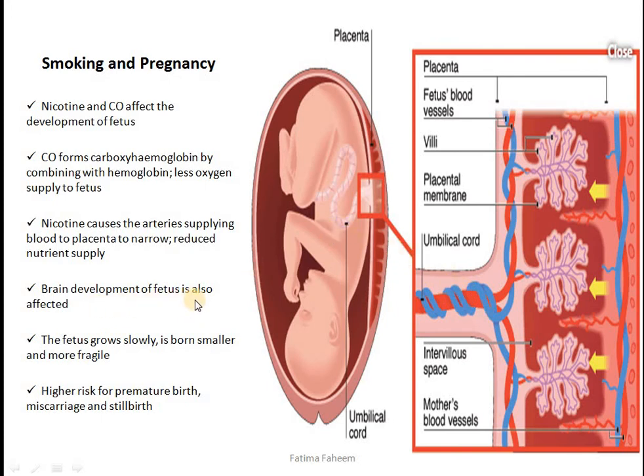Brain development of the fetus is also affected. The fetus grows slowly, is born smaller and more fragile. There is a higher risk of premature birth, miscarriages, and stillbirth. Stillbirth means when the baby is born dead.